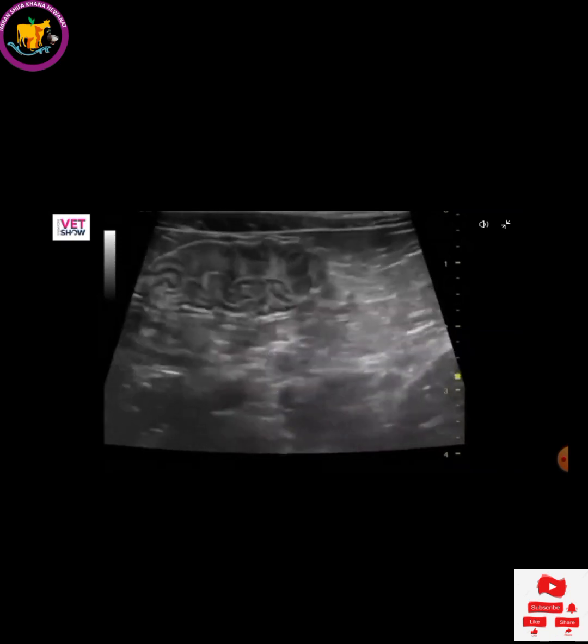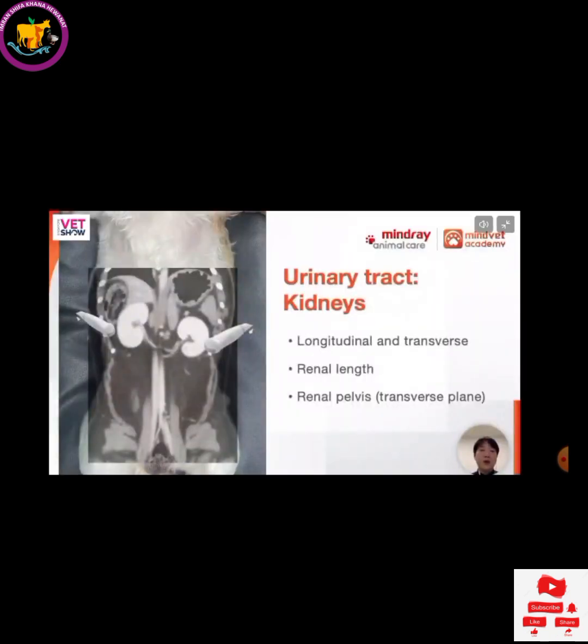Now I will talk about the urinary tract. Start with the kidney. The left kidney is usually well visualized with a ventrolateral approach. The right kidney is more difficult to detect, especially in dogs with a deep chest. An intercostal approach will be performed.